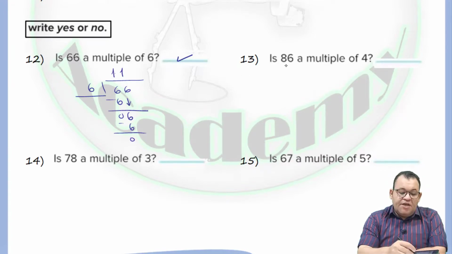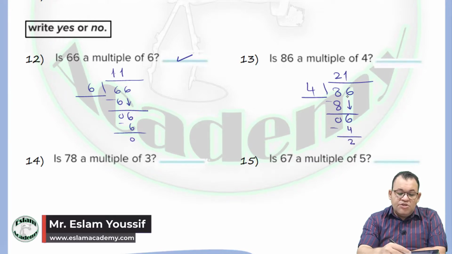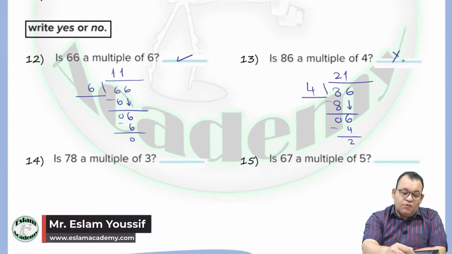We need to find if 86 is a multiple of 4 or not. In the same way, using long division, 86 divided by 4. 8 divided by 4 will be equal to 2, because 2 times 4 equals 8. By subtraction it will be equal to 0. Bring down the next number 6. 6 divided by 4 will be 1. 1 times 4 equals 4. By subtraction it will be 2. There is no number to bring down and we have a remainder. It means 86 is not a multiple of 4.